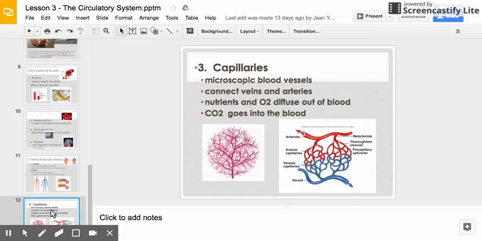Again, those are the notes on the circulatory system for Mod C, Unit 1, Lesson 3.